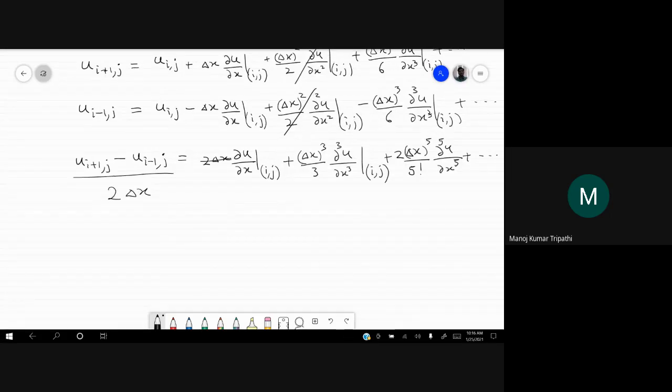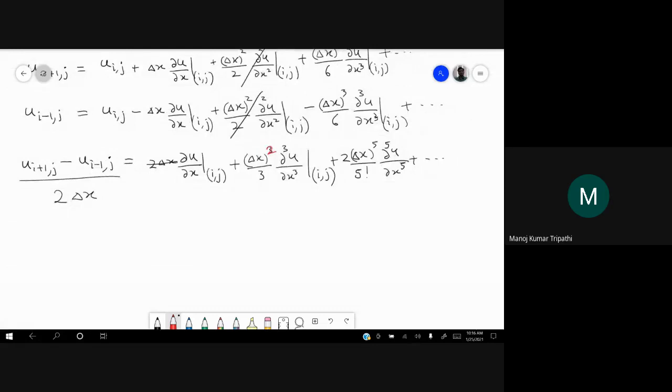This 2 delta x cancels out. You will get delta x square here, and you will get a 2 here. This 2 will cancel out. You will get delta x power 4 there.